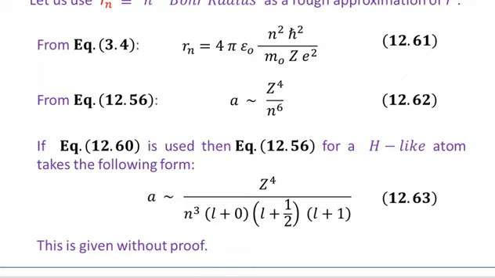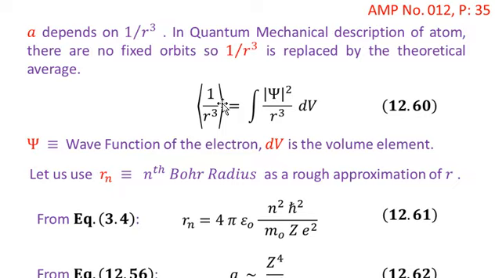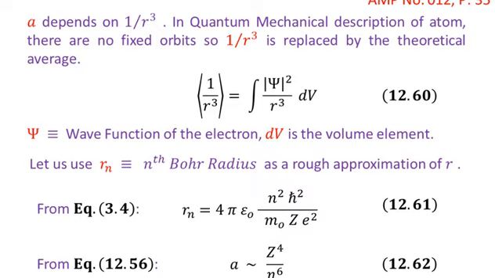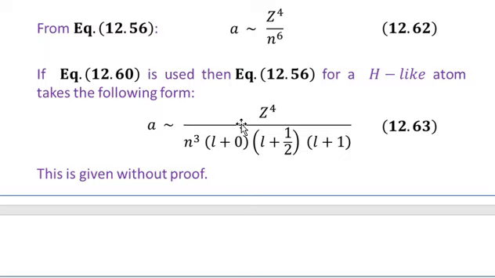Now equation number 60, which I am going to show you, I am not going to compute, because more rigorous mathematical calculations are required for its computation. I am skipping that, but I am just writing down the final result for the value of A. If equation number 60 is used in equation number 56 after its evaluation, then for a hydrogen-like atom the following expression is obtained: A is approximately equal to Z to the power 4 divided by n cubed into l, l plus half, l plus 1. So these three factors will appear in the denominator. This is what I have given without any mathematical proof.